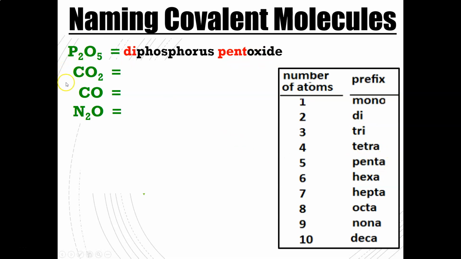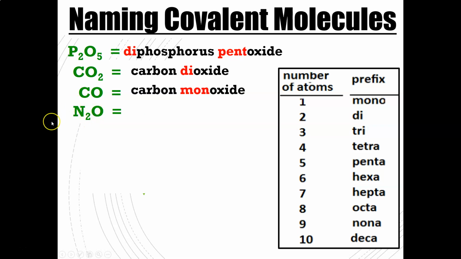I don't say monocarbon, I just say carbon. And then I say di. I don't say oxygen, I say oxide. Carbon dioxide. I don't say monocarbon, I just say carbon. I do say mono here for the oxide, but because of the double vowel, I'm going to drop one of them. It's going to be carbon monoxide, not monooxide, monoxide.